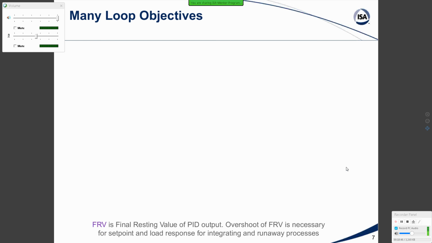There are many loop objectives. Key thing is to realize there's a final resting value, and the final resting value is where the PID output ends up for a self-regulating process after a disturbance if you're in automatic, or for a set point change if you're in automatic.